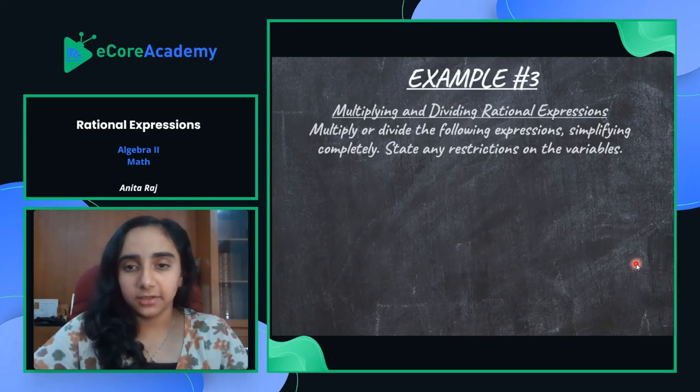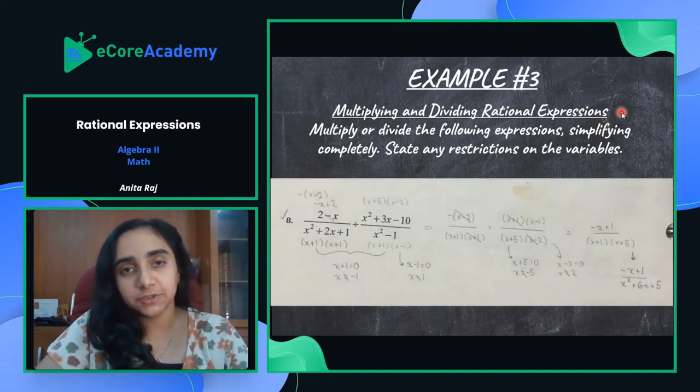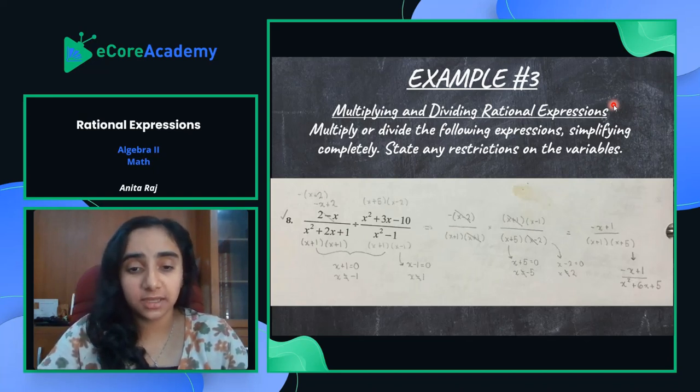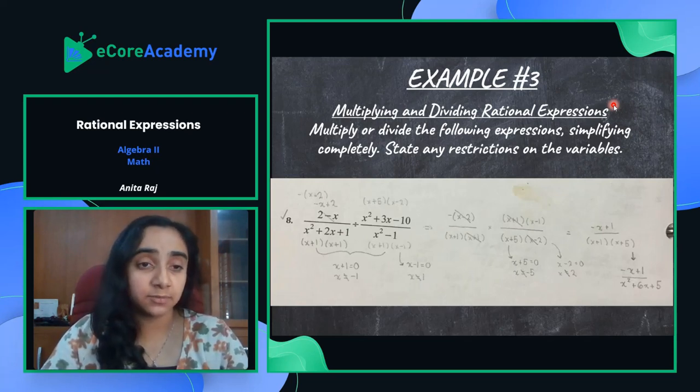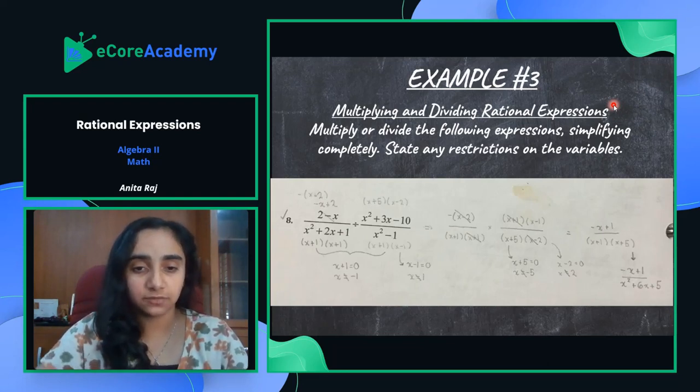And here, for our last example, we're going to be multiplying and dividing rational expressions. So in the previous two examples, we were going over how to simplify rational expressions. Now we're actually going to be doing an operation. In this specific problem, division. We're going to multiply and divide the following expressions and simplify them completely. So we have to divide, but we also have to make sure it's in simplest form. We also have to state any restrictions on the variables.